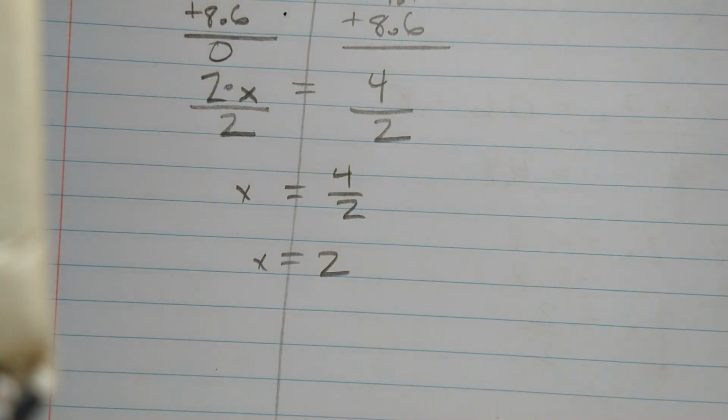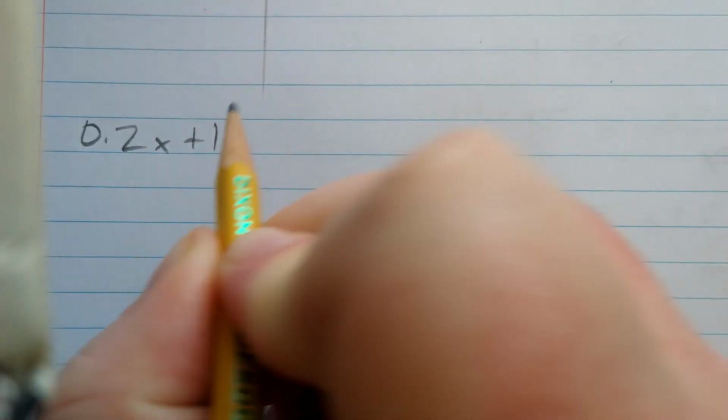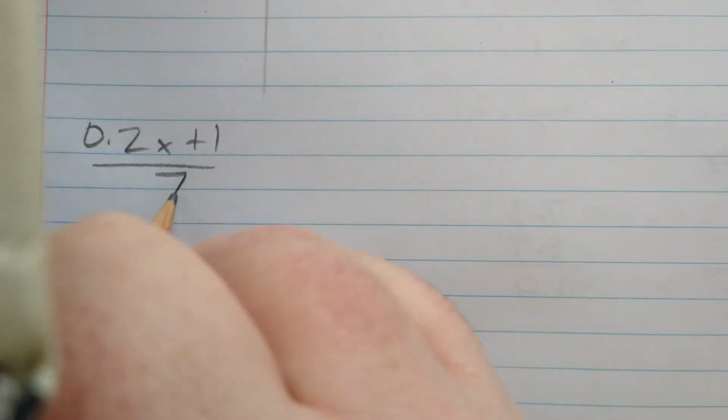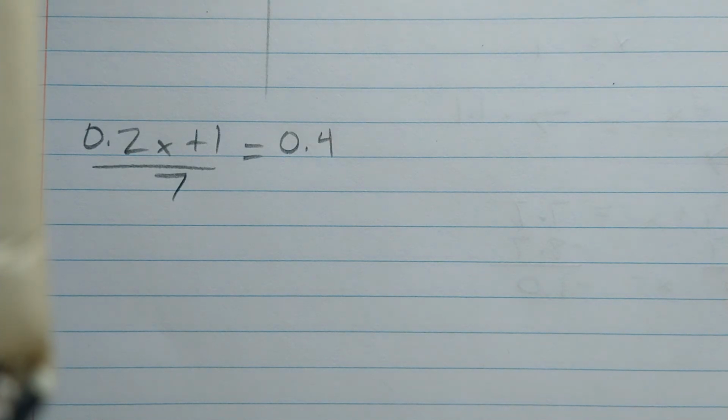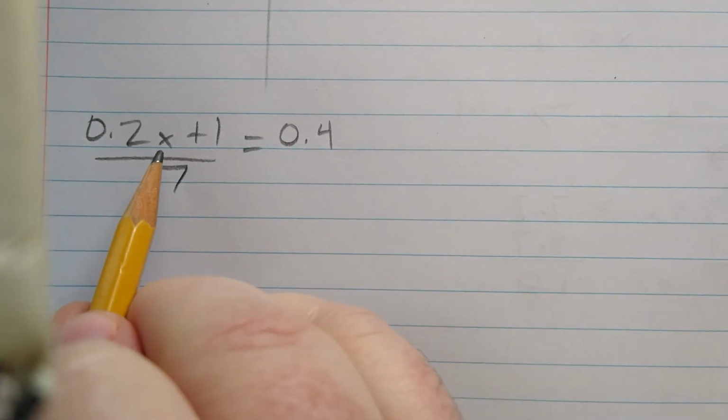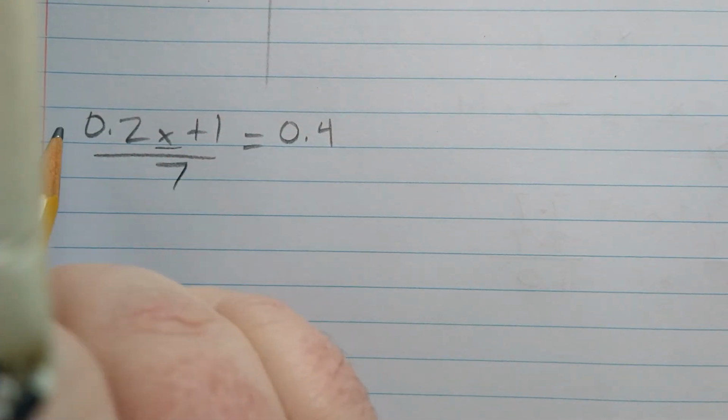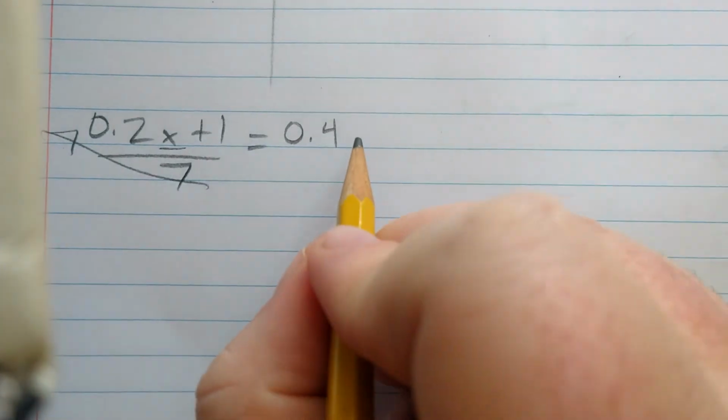Right? So if we go through and looked at any other problem, the procedures are going to remain the same. So going back over this one, or I'll write a new example and we'll just kind of talk it through. So, right, 0.2x plus 1 over 7 equals 0.4. So if you look at this, what's the first thing that's going to be easiest to get x by itself, right? We're trying to isolate this. Make that equivalent of 1. Multiply by 7.